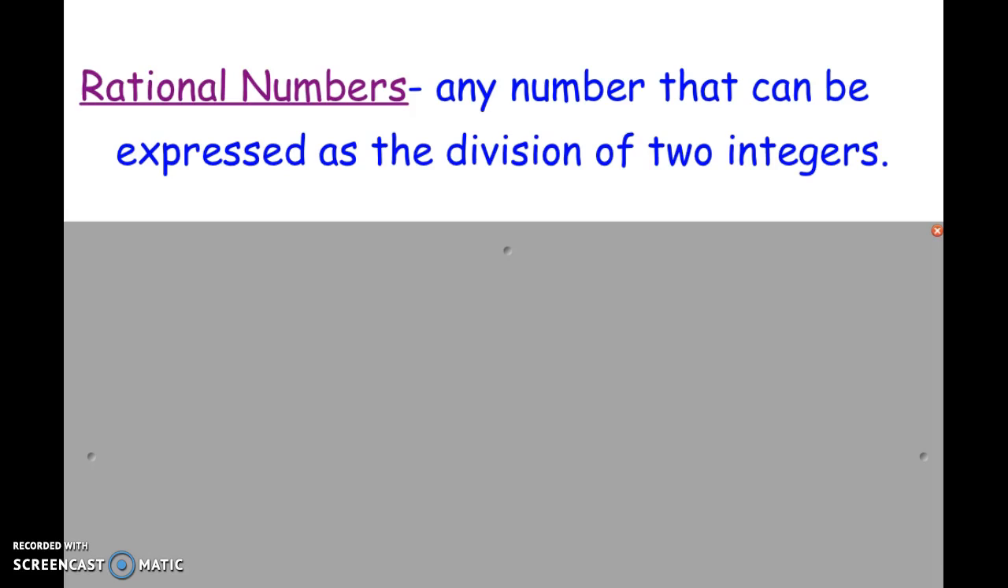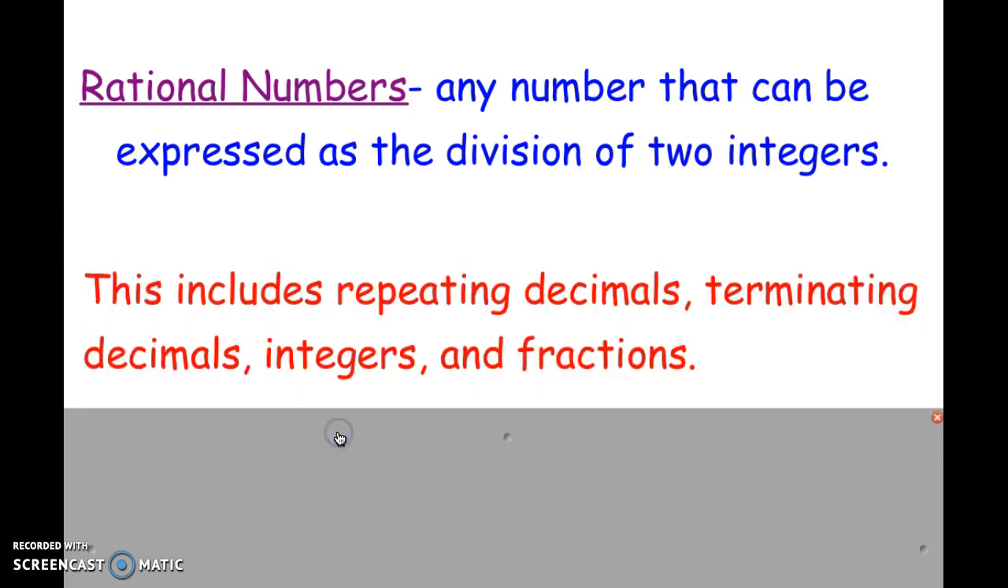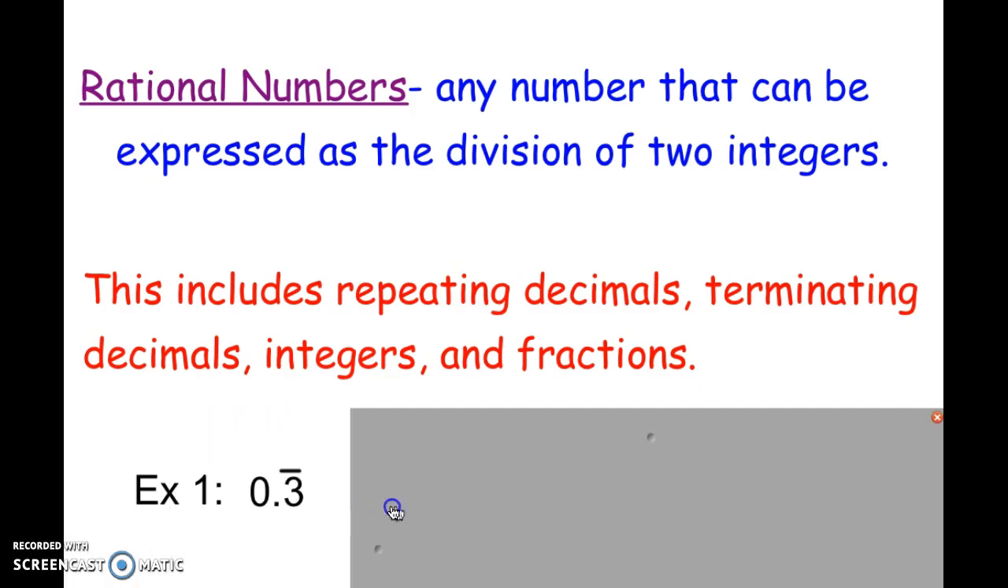Rational numbers are any numbers that can be expressed as the division of two integers. These kinds of numbers are repeating decimals, terminating or stopping decimals, integers, and fractions. For example, 0.3 repeating. Remember that the line above your number tells you that it's repeating. So 0.3 repeating, or 0.33333 forever and ever. 75 hundredths, that's 0.75, that terminates, it stops.